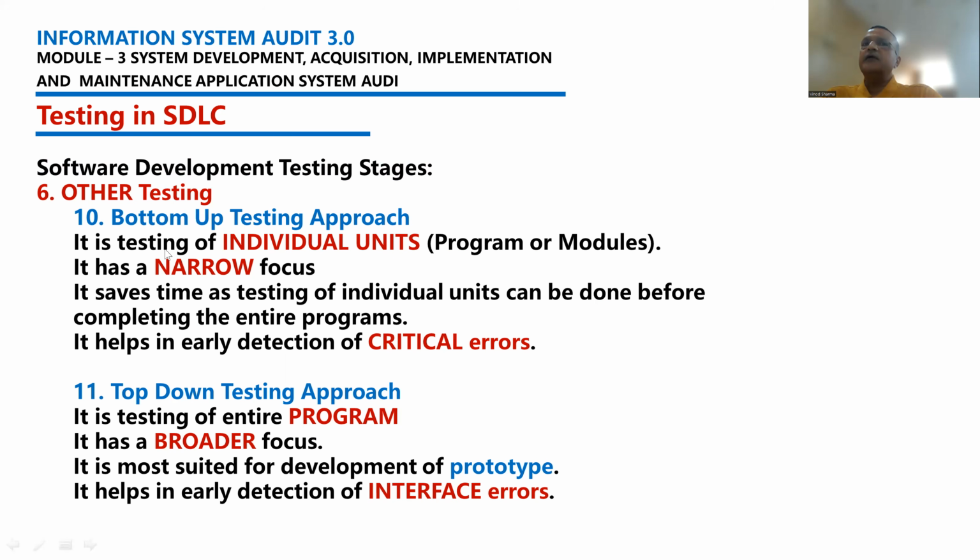Now I'll read it. It is testing of individual units or programs or modules. Remember the bricks, individual bricks I'm talking about. Then again, bottom-up approach has very, very narrow focus. I can easily see one brick laid onto another brick, before it becomes a final big wall. Bottom-up approach saves time, as testing of individual units can be done before completing the entire program. Since each brick which I am putting onto the wall, I can check the durability of that brick before I finally check the durability of the entire wall. It helps in detection of critical errors. As I am making the wall, the small units which you are developing in software applications, you can easily trace the errors.